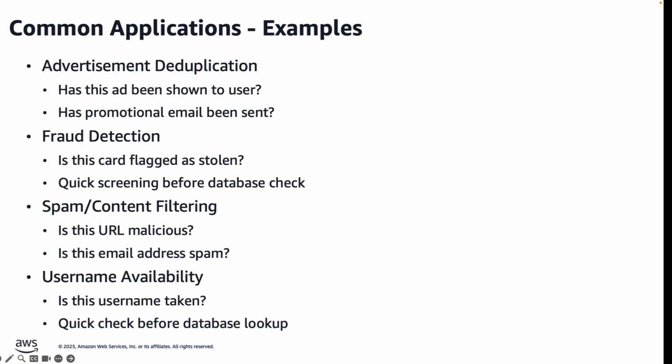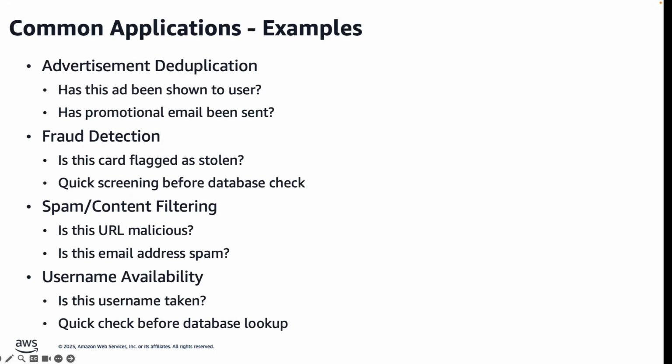For spam and content filtering, Bloom filters can store millions of malicious URLs or spam email addresses in just a few megabytes. When a user clicks a link and receives an email, you get instant screening results. The false positive rate can be tuned based on your tolerance, maybe 0.1% for general filtering and 0.01% for crucial security applications.